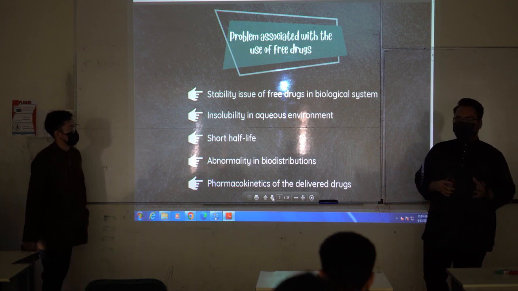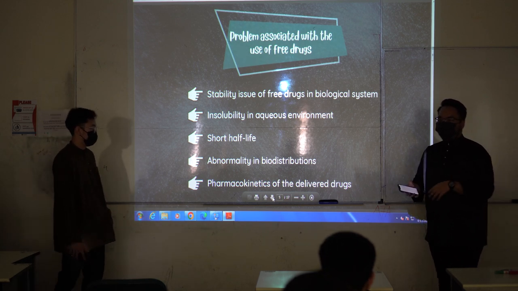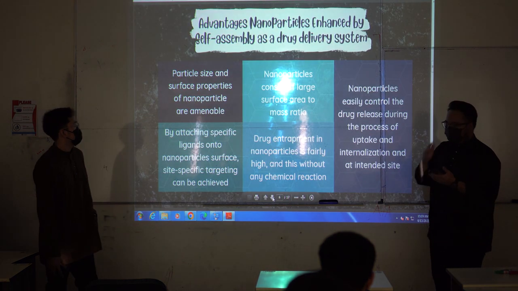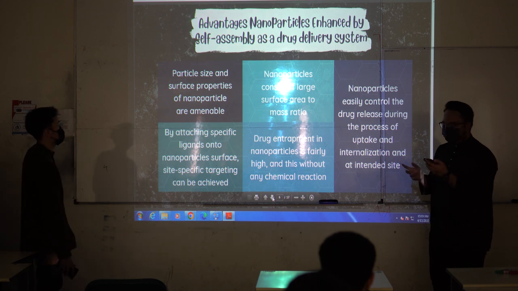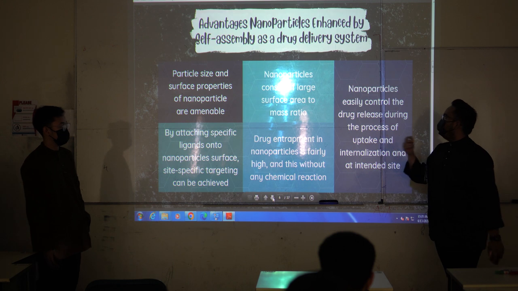Pharmacokinetics is how the drug is delivered into our body, into the several parts, into the targeted parts. Hence, nanoparticles enhanced by self-assembly as a drug delivery system can be used, as they offer several advantages.